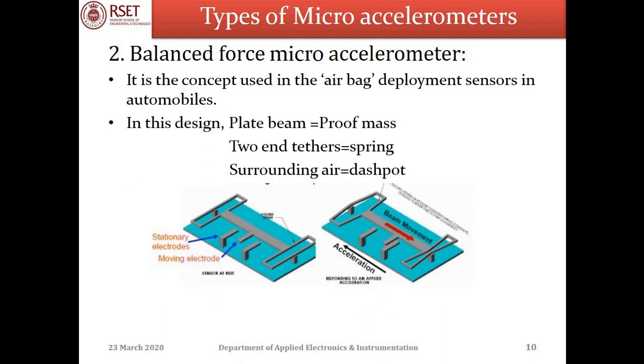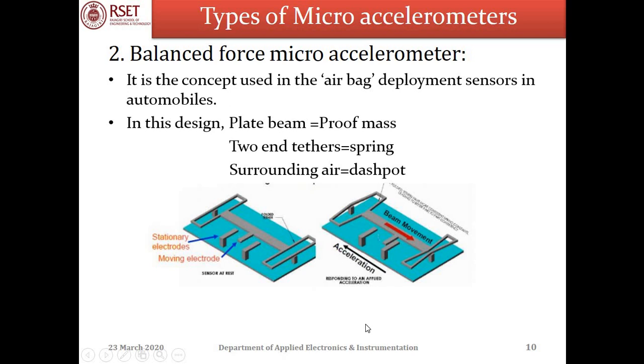So, in this design, the beam plate will act as the proof mass. The two end tethers will act as the spring. The surrounding air will act as the dashpot. So in the illustration, we can see the two end tethers, which are acting as the spring, and the plate beam will act as the proof mass.